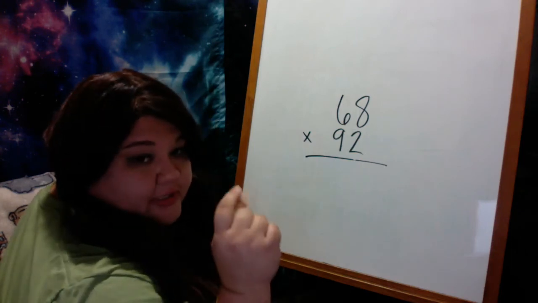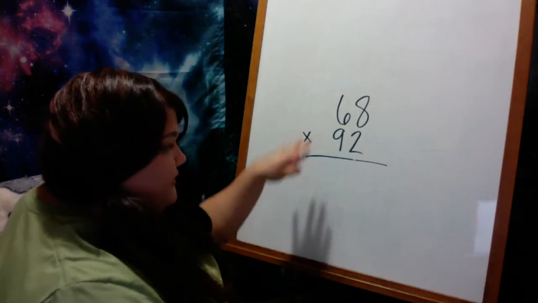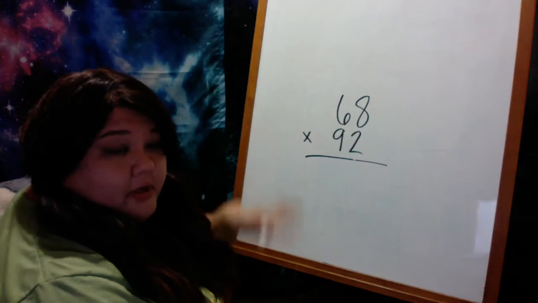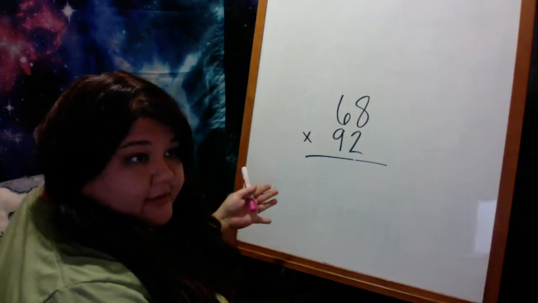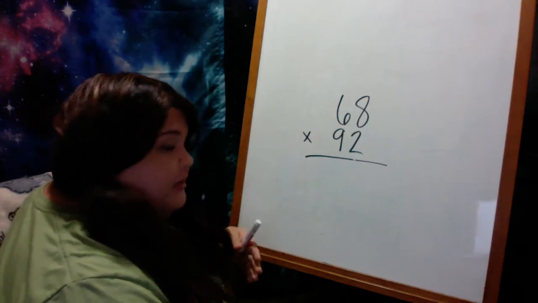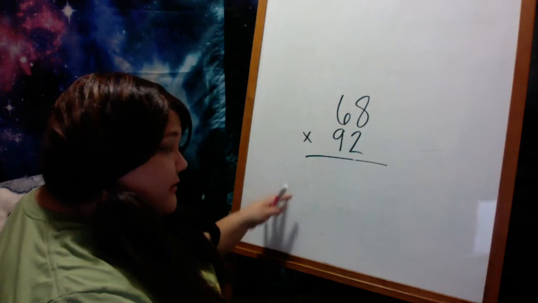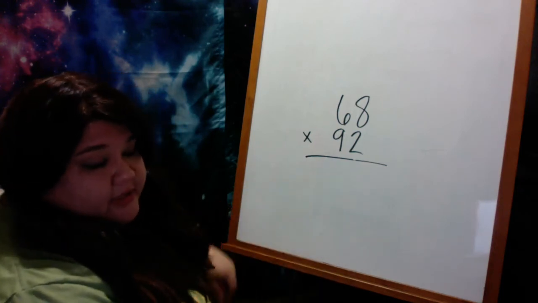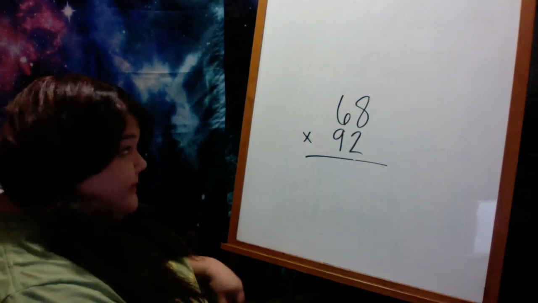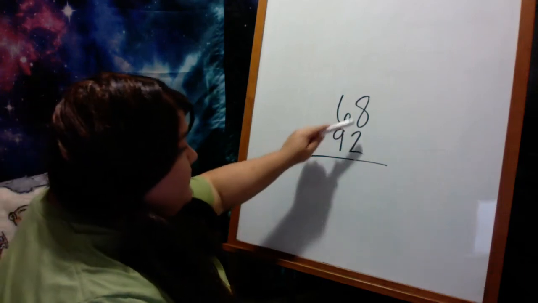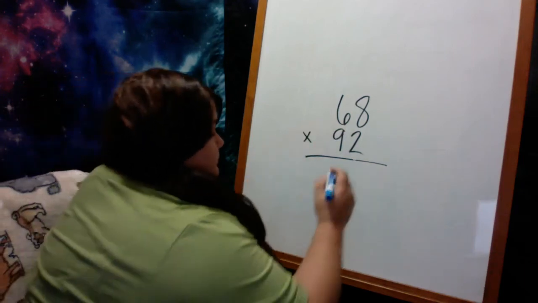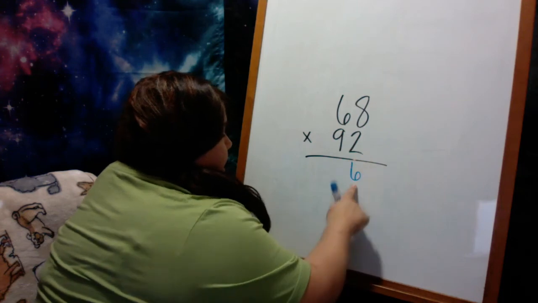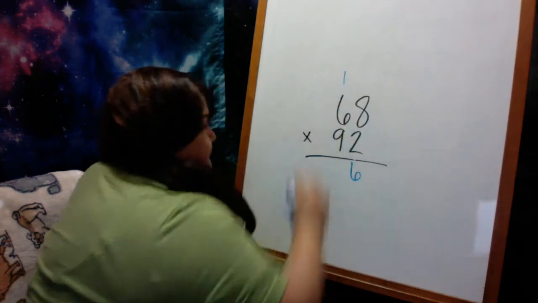You should know your 2's like this. If you're struggling with this part, that was the whole conversation I had with everyone about how we need to know our multiplication facts, because if we don't know our multiplication facts, we can't do the harder math. It takes us too long, especially if we don't have our multiplication chart with us. So I need to do 2 times 8, which is 16. So I put my 6 and I carry my 1.